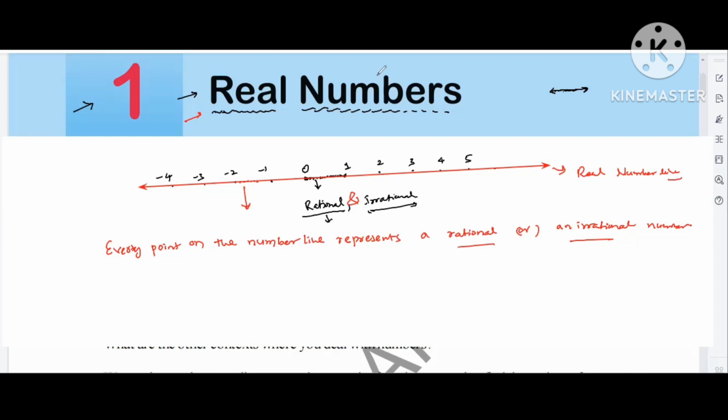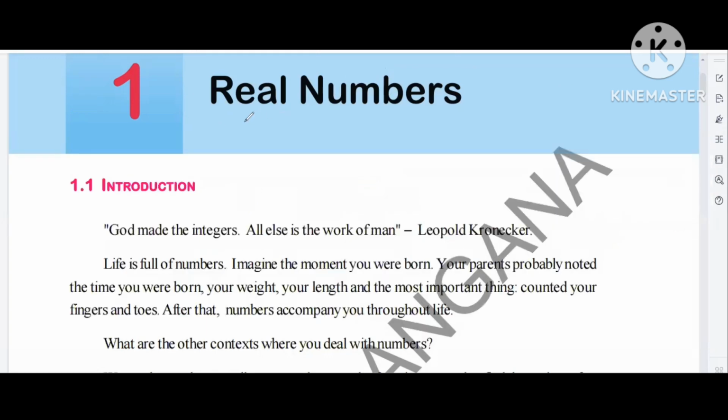If you see the introduction in the chapter, it gives a wonderful point: God made the integers, all else is the work of man. Just now I told you the main points 0, 1, 2, 3 are integers, but between 0 and -1, between 0 and 1, between 1 and 2, there exist infinite numbers, which are real numbers.